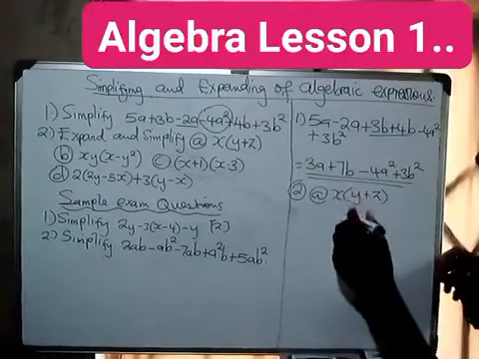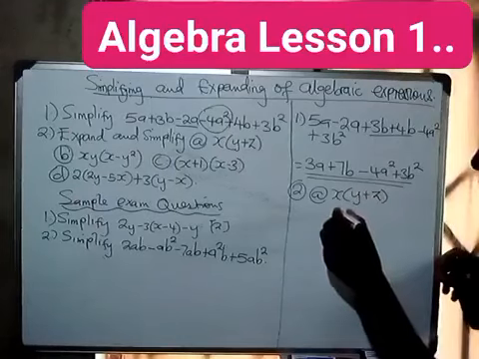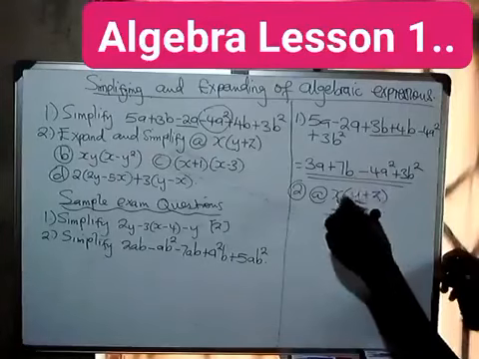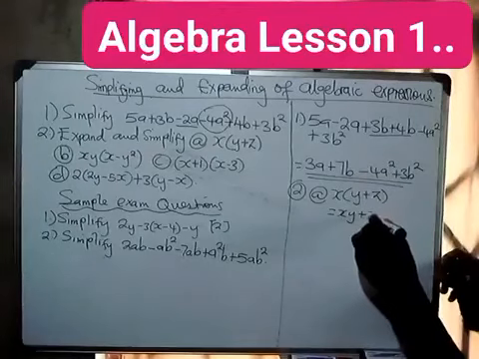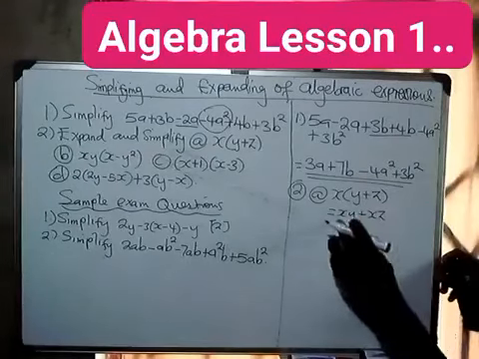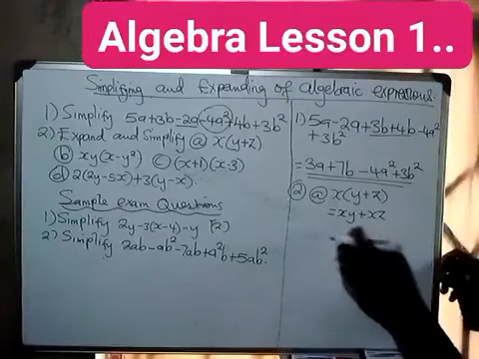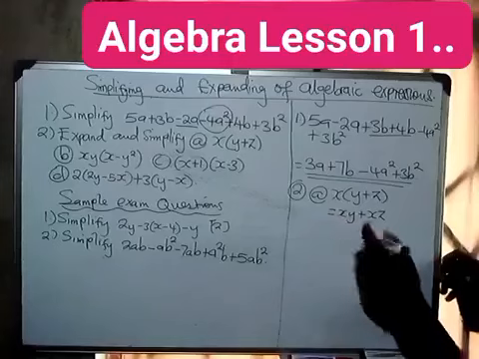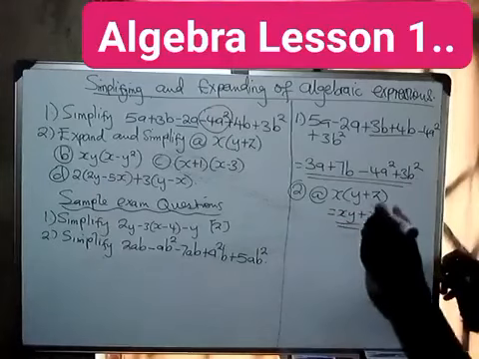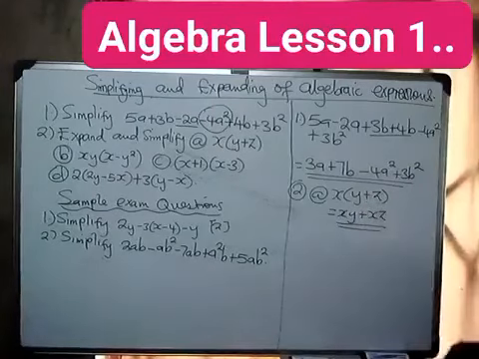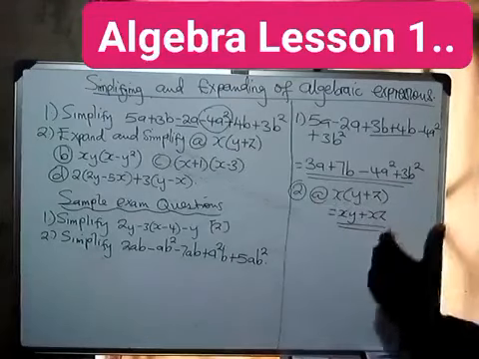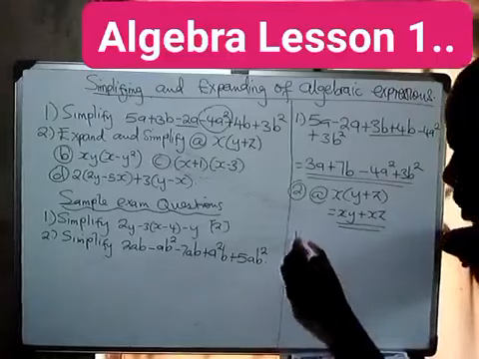So x times y, the answer will be xy. Again, x times z, the answer will be xz. The two are not like terms, because this is xy, this is xz, they don't have the same variables. So this will mark the end of the expansion to this one, and it can't be simplified because it can't be added, so it will just end there. We go to b.